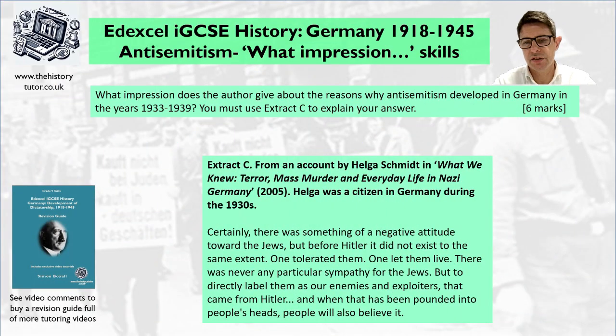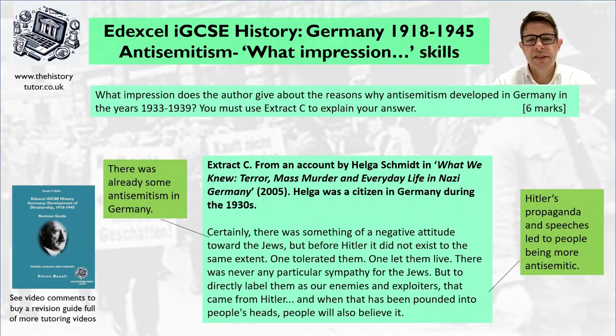So let's have a look at the extract and see if you can work out the key messages from the extract. See if you can find 2 ideas. So in your revision guide, or on paper if you haven't got my revision guide, and of course, why haven't you got my revision guide? That's my question I'm wondering. Have a look through the interpretation and find two key messages about the development of anti-Semitism in Germany, the years 1933 to 1939. Pause me now, away you go.